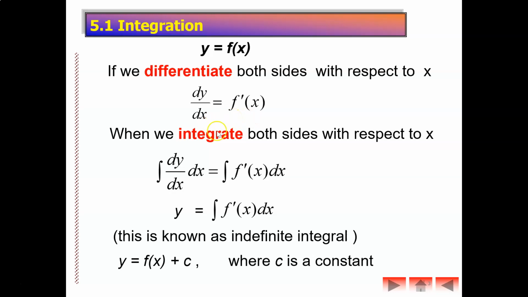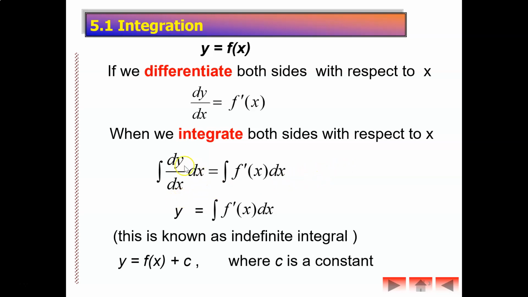Then, when we integrate both sides with respect to x, you will have this sign. This sign is actually the integration sign. Integrate dy dx. And you have extra dx over here. When you perform integration, you have to put this sign and dx at the back. So you have integration of dy dx equal to, write it down again, integration of f prime x dx. So this is how you write down your integration.